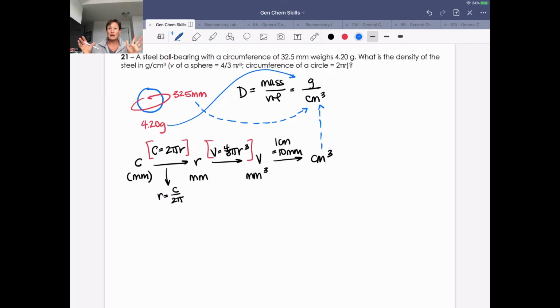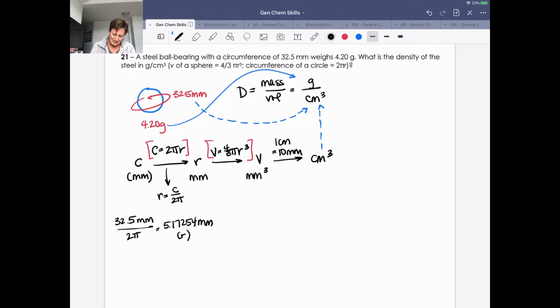relationship here. All right, so let's go ahead and put all of our pieces in now that we've got our roadmap. To solve for radius, we're going to take the circumference and divide by 2 pi. You should make sure that you have a pi function on your calculator. So 32.5 millimeters divided by 2 pi equals 5.17254 millimeters. And again, that's going to be our radius.